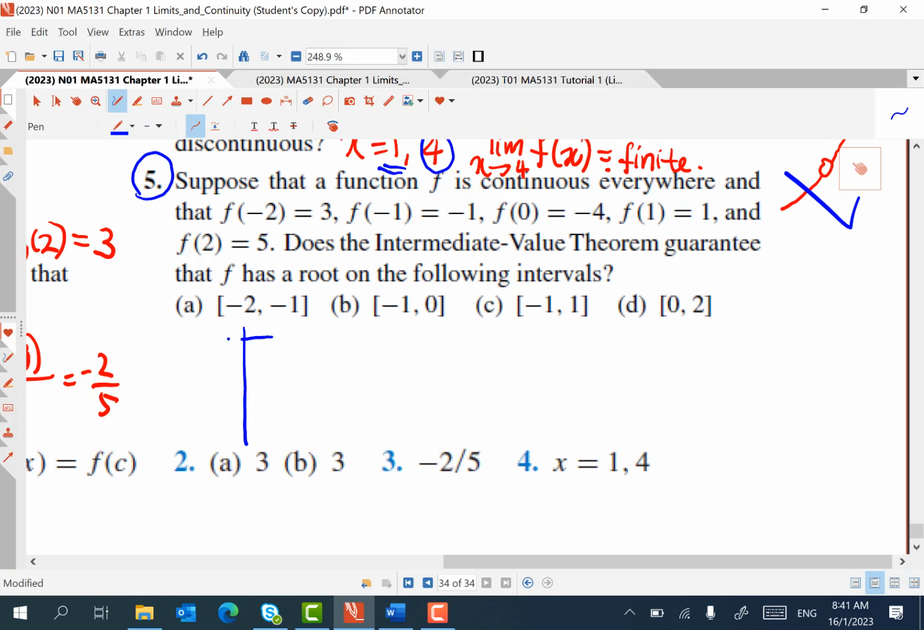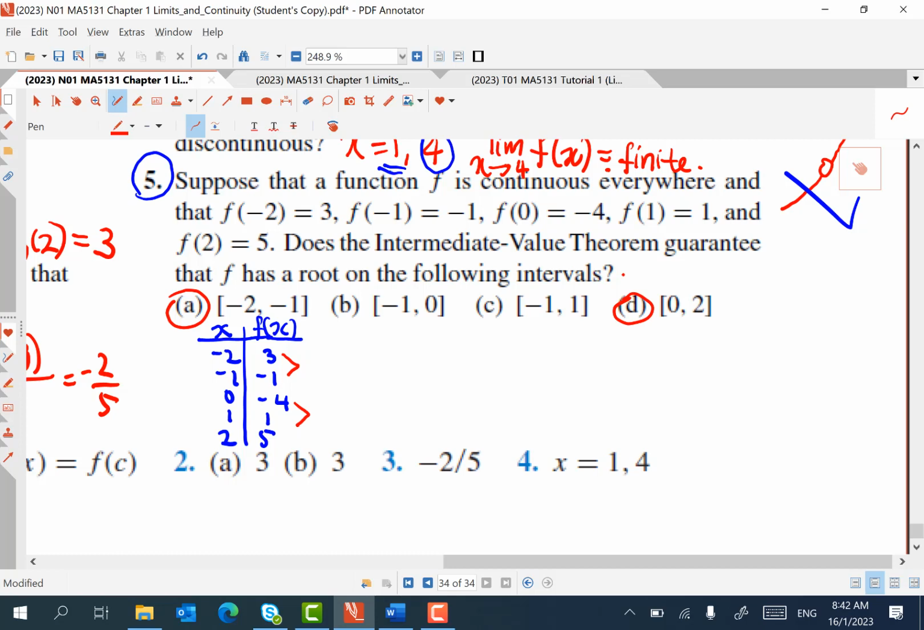Okay, for this question, it might be easier for you to write down as a table the function and its value. You want to write down -2 is 3, -1 is -1, 0 is -4, 1 is 1, 2 is 5. If you write this way, you can see very clearly that there's a change of sign here and there's a change of sign here. So that tells you that you have a root between -2 and -1, and a root between 0 and 2. Actually 0, 1 will do.